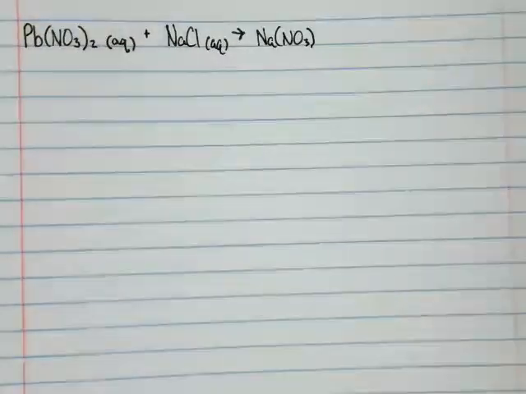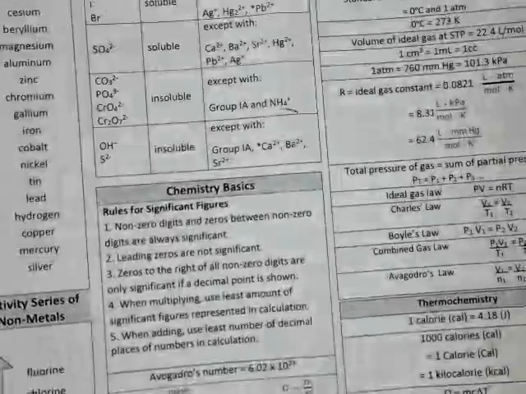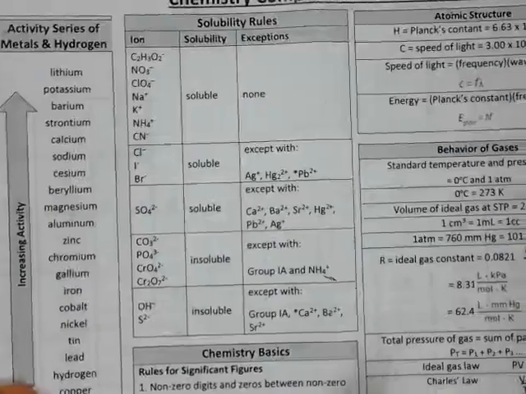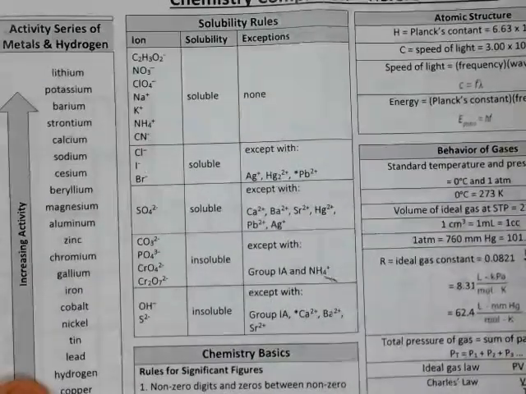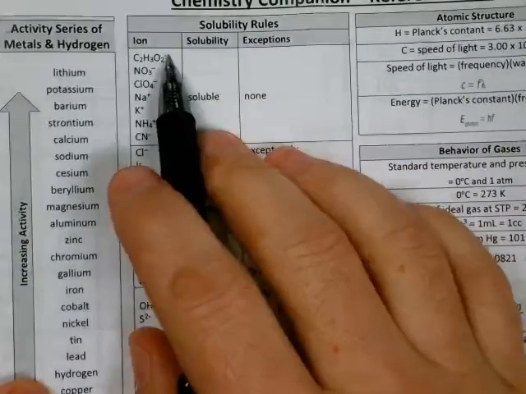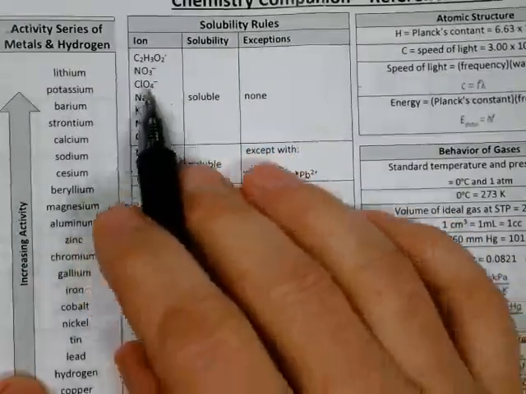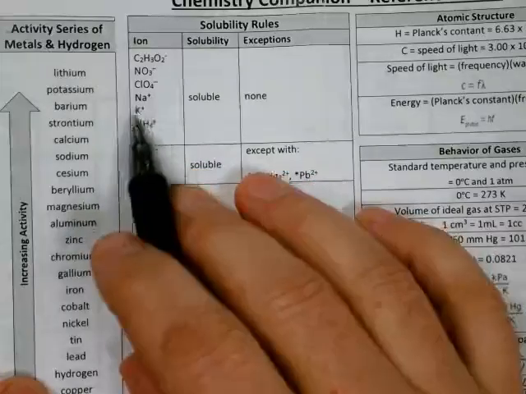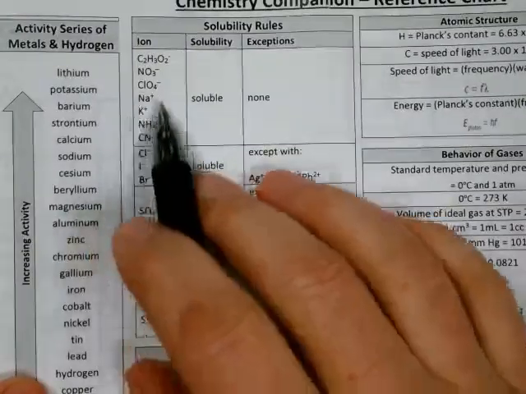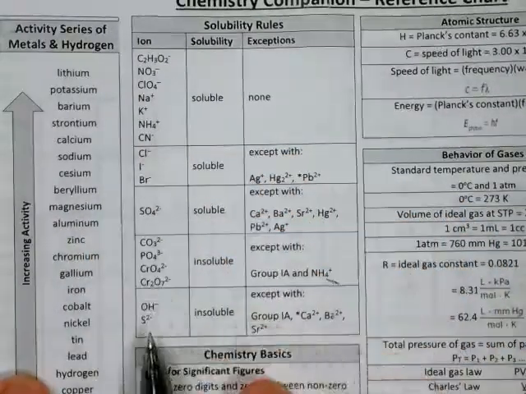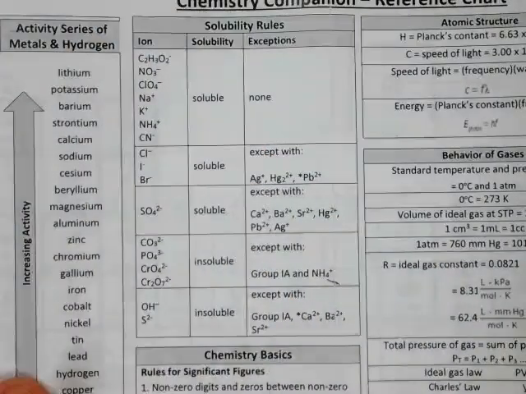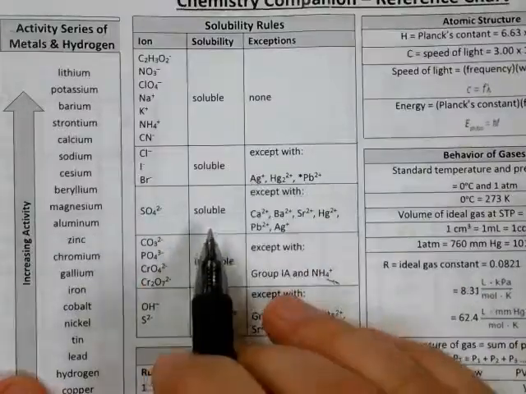You go and you get your solubility rules. And you look at your solubility rules. If you notice that most of these are negative, acetate's negative, nitrate, chlorate, then you have a couple exceptions here. This is sodium, potassium, ammonium. Those are positive, but most of these are negative. So when you're trying to predict your product, you want to look at the anion to see if it's soluble or not.